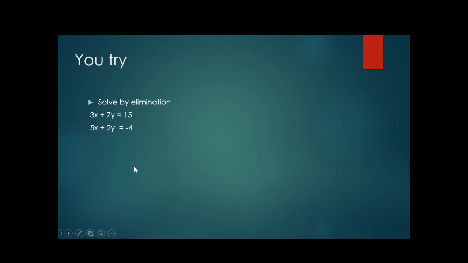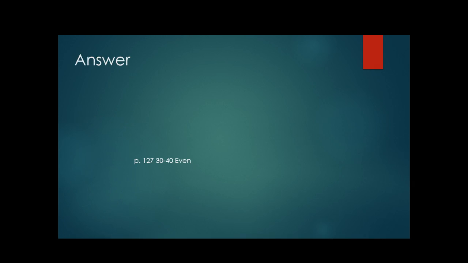So try to solve this by elimination. 3x plus 7y is 15. 5x plus 2y equals negative 4. Possible answers are negative 2, 3; 3, negative 2; 1 half, 4; and 4, 1 half. Go ahead and pause now. For similar problems, you're going to do page 127, numbers 30 through 40 even.